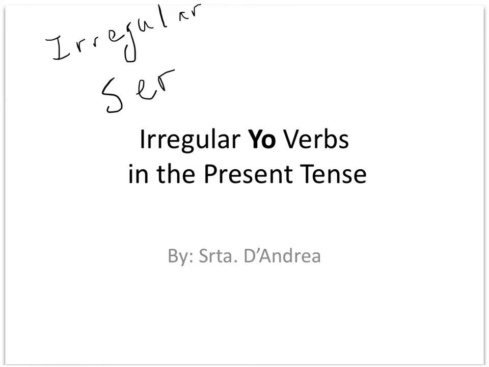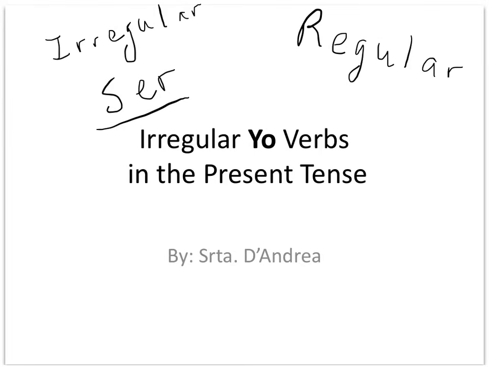Ser is to be, and it's irregular because if you look at the conjugations of it, it's soy, eres, es, somos, son. Those forms don't follow a pattern. Because they don't follow a pattern, we call it an irregular verb. And you should also have a pretty good understanding of regular verbs.